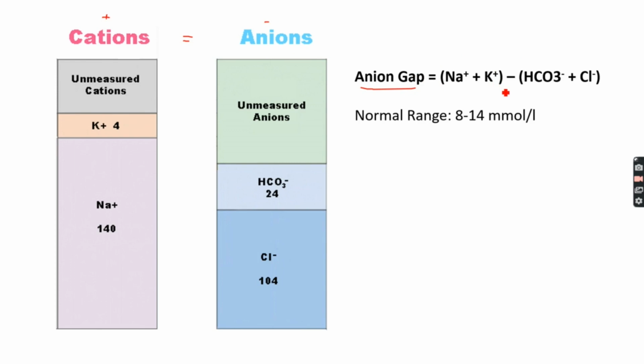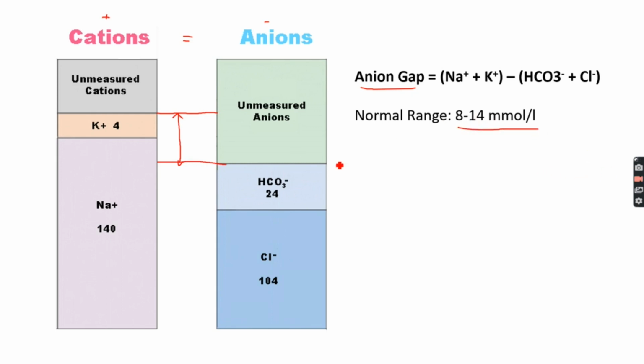Now, we don't measure all charged ions in this equation. We are just concerned with potassium, sodium, bicarbonate, and chloride. So there are a lot of unmeasured cations and unmeasured anions that aren't accounted for. So essentially, the anion gap is the difference between the unmeasured cations and the unmeasured anions, so from about this line to this line. And the normal range is between 8 to 14 millimoles per litre.